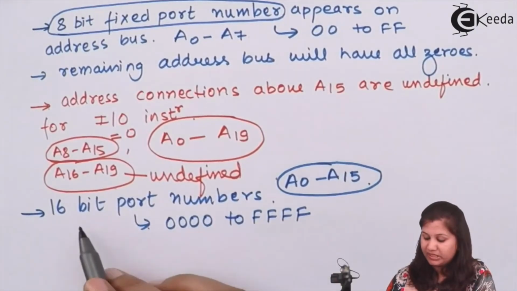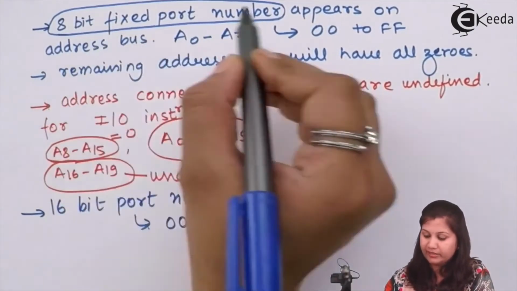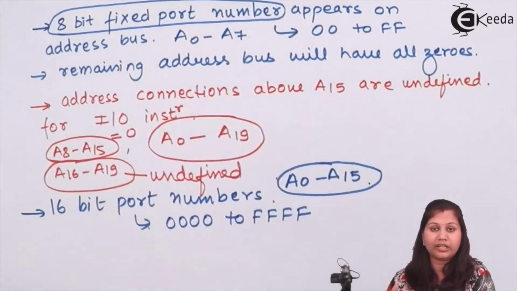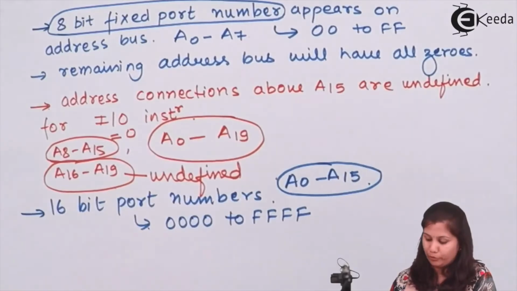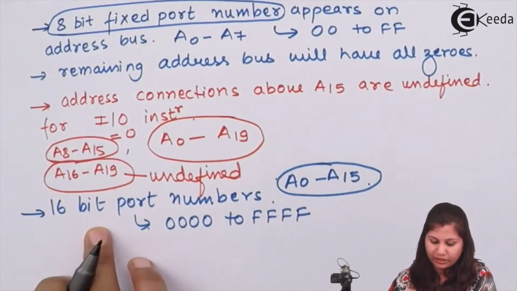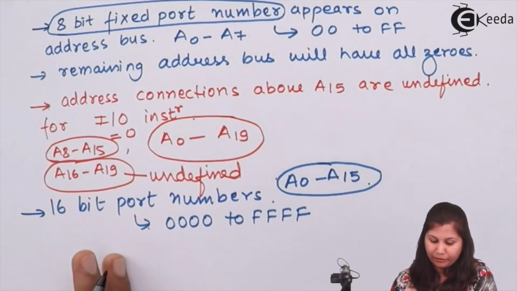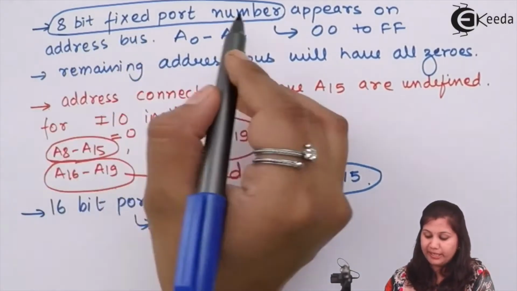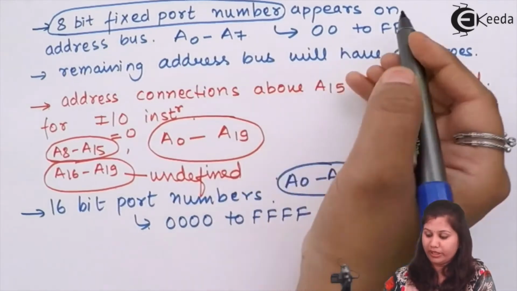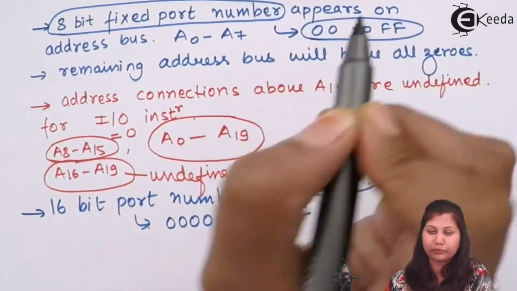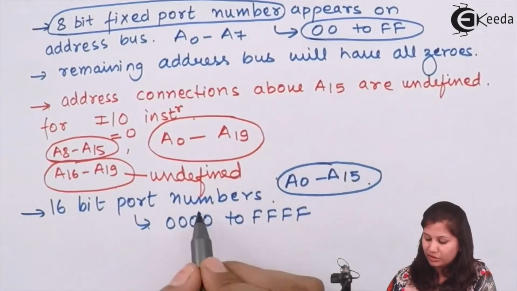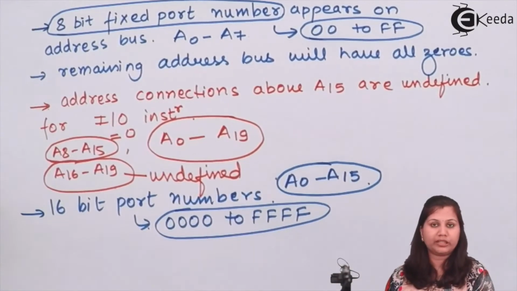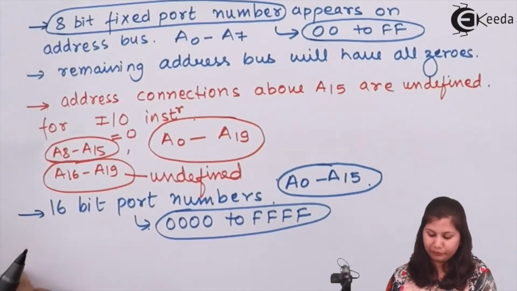That will be the 16-bit address, and that is the 8-bit address. So using this we have different numbers of input output ports. Using 16-bit we can address a larger number of input output ports, and using 8-bit port addresses we can address fewer input output ports. The address range is given here. So we can use both types of addresses for the input output ports.